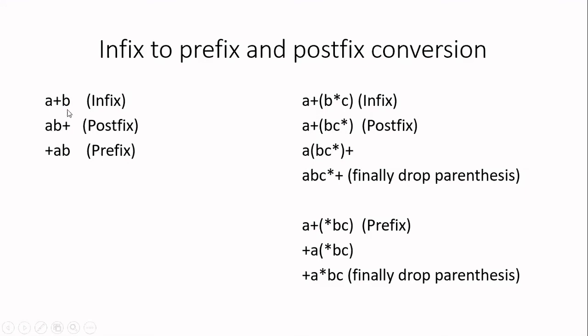If it is prefix, you will take the operator and write it before both the operands. So it is plus ab. Now this is one simple expression, with only one operator, so there is no problem. Suppose you have an expression with multiple operators. If you want to do the process manually, you will go for parenthesizing the expression with respect to the operator precedence and associativity.